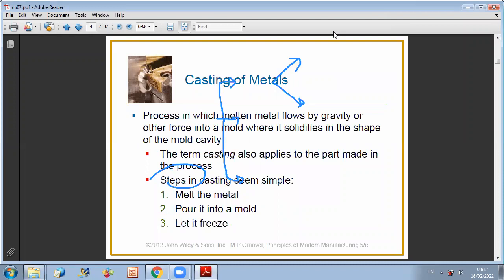Now, for casting of metals, the process consists of first heating the metal to its melting temperature, so it transforms to the liquid state, because as we know, liquid can be poured into a container, not like a solid. We will rely on flowing the metal by gravity or other force into a mold, where we will leave it to solidify in the shape of the mold cavity. Now, the term casting also applies to the part made in the process. So when we say casting, we can refer to the object produced.